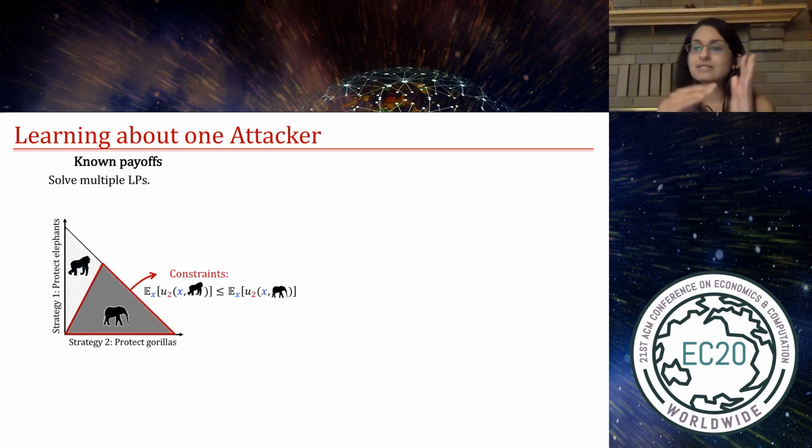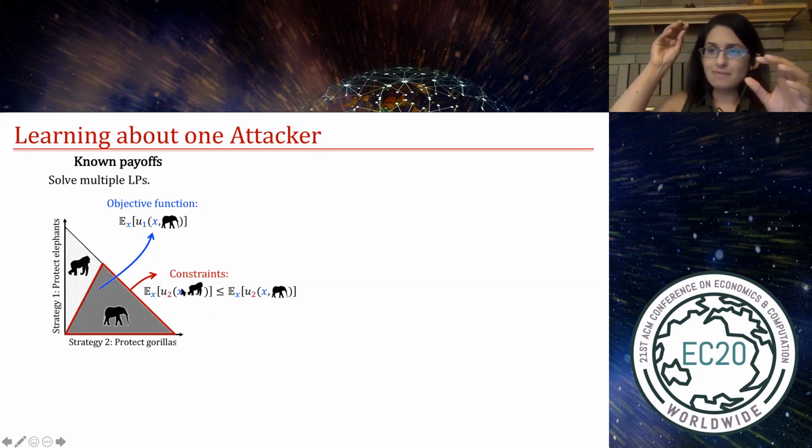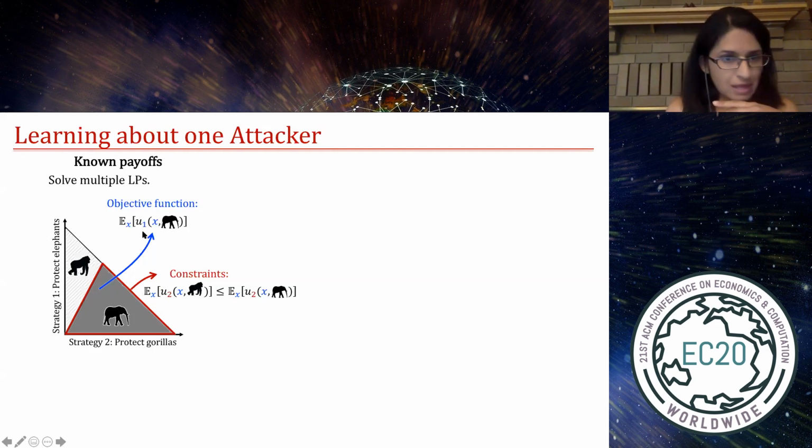Now, each of these subregions is defined by constraints over the attacker utility, as in all of this region, the attacker should be drawing more utility from attacking elephants than attacking gorillas. On the other hand, once I'm in that region, the utility of the defender is just a linear function of the probability vector. It's just conditioned on elephants being attacked, how much am I covering elephants. Okay, so this is for known payoffs.